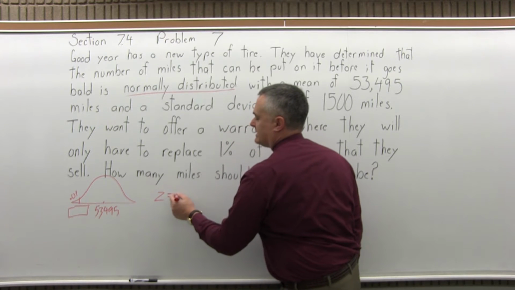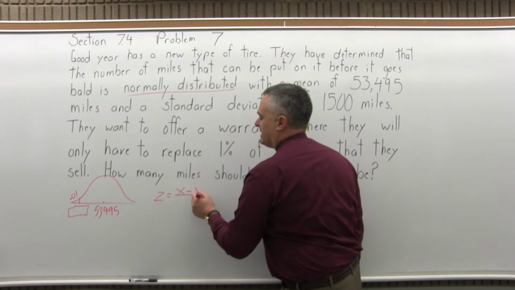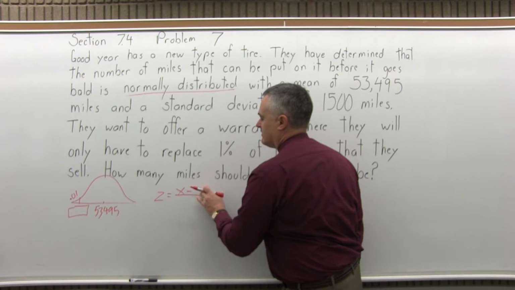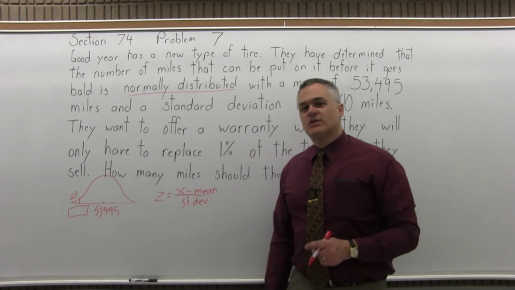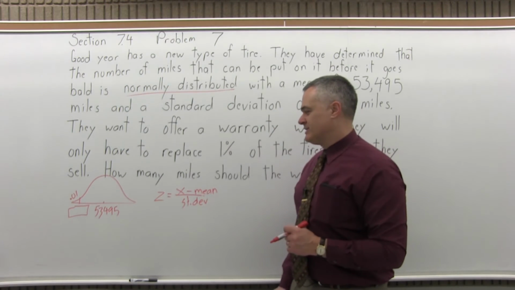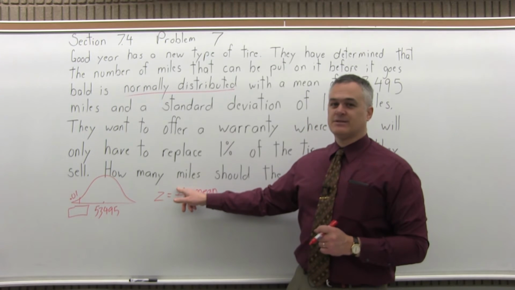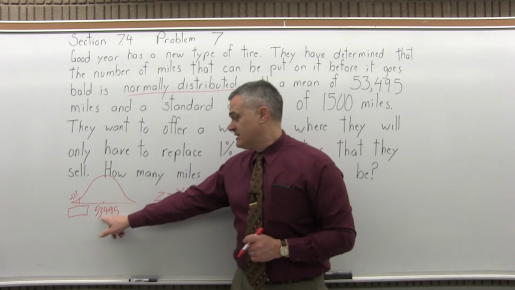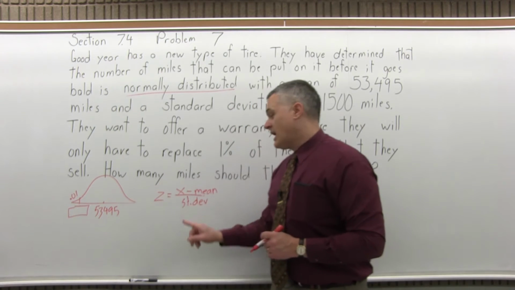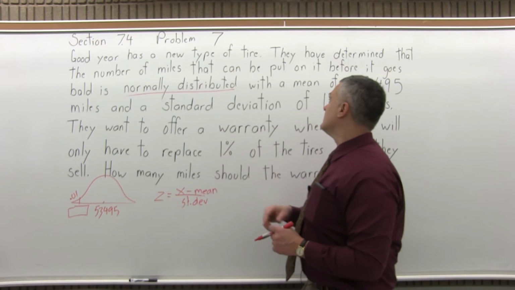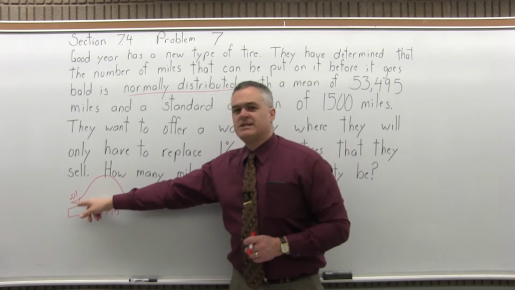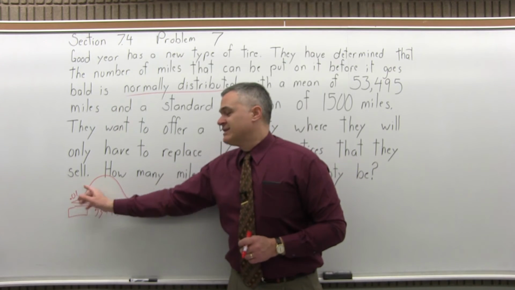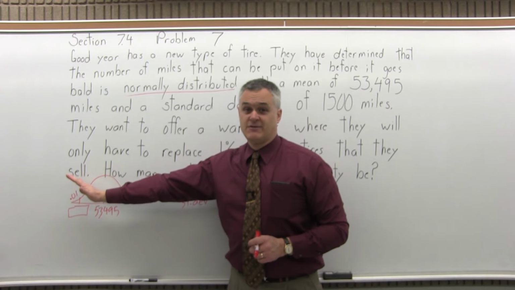The z-score formula is z equals x minus the mean over the standard deviation. I have an equation, and I have to write it so that I only have one unknown. Right now I have two unknowns. Really what I'm looking for is the x. I know the mean. The question states the mean, 53,495. I know the standard deviation. The question also states the standard deviation at 1,500. So I can figure out the z, what z number I need to get that 0.01 to the left of my z value.